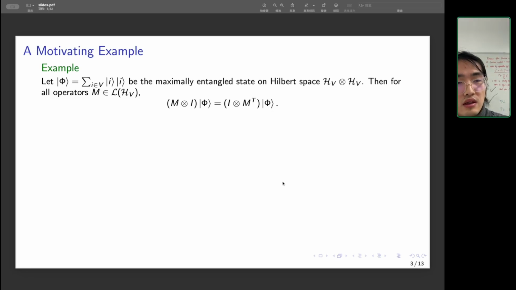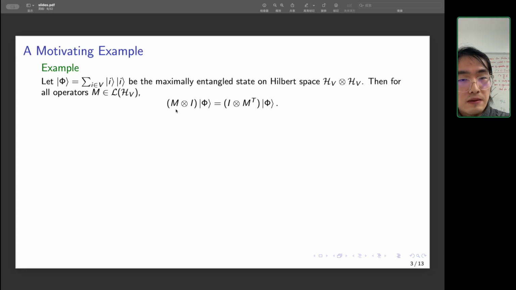So here is an example of a quantum information lemma that is expressed as an equation. Assume we have two subsystems. They are in the Hilbert space of HV, and they are in the maximally entangled state. And assume we have an operator M, which is in HV. And the fact is, if you apply M on the first subsystem, the result is equivalent to applying the transpose of M on the second subsystem, no matter how the two subsystems are separated.